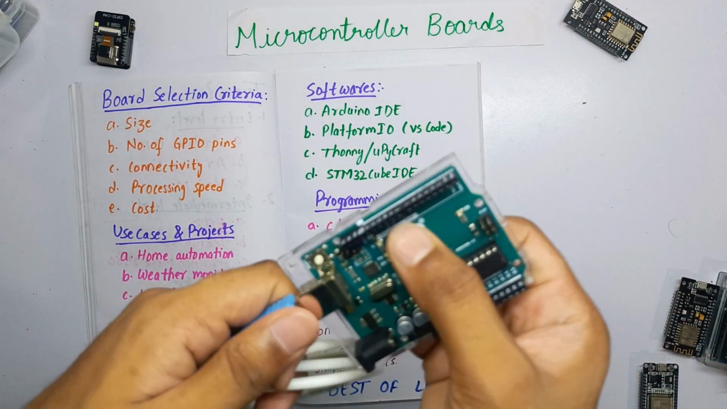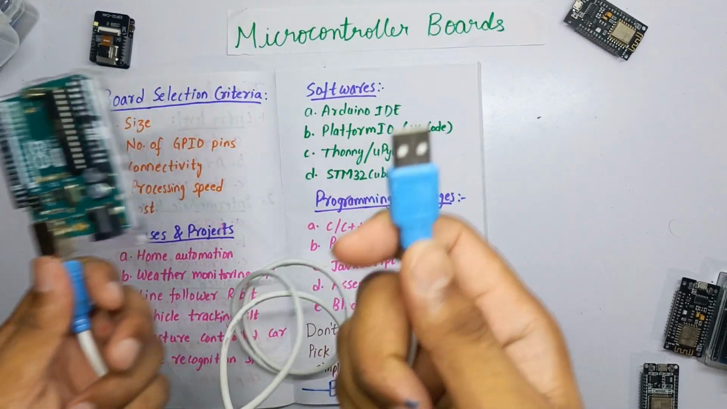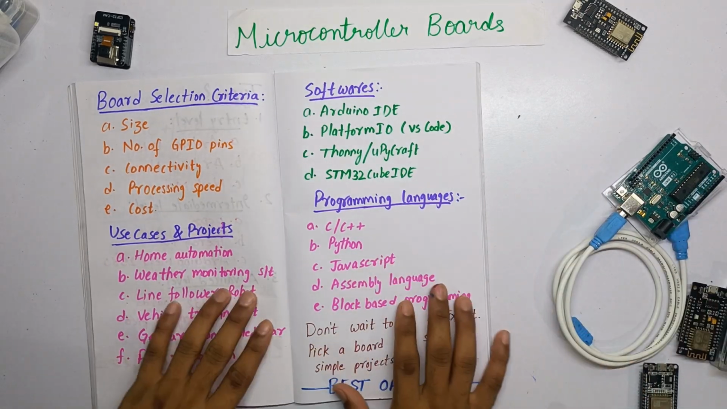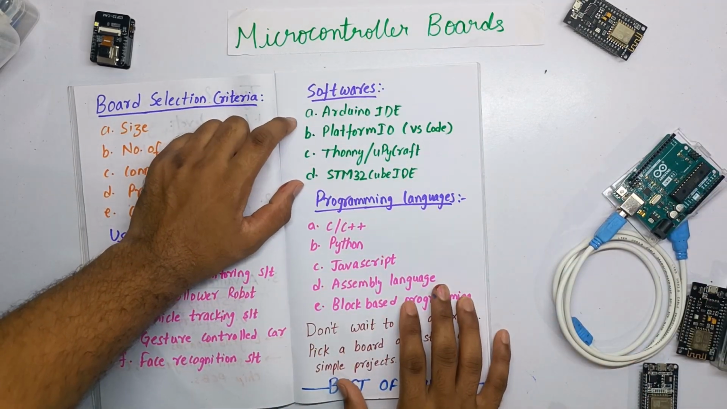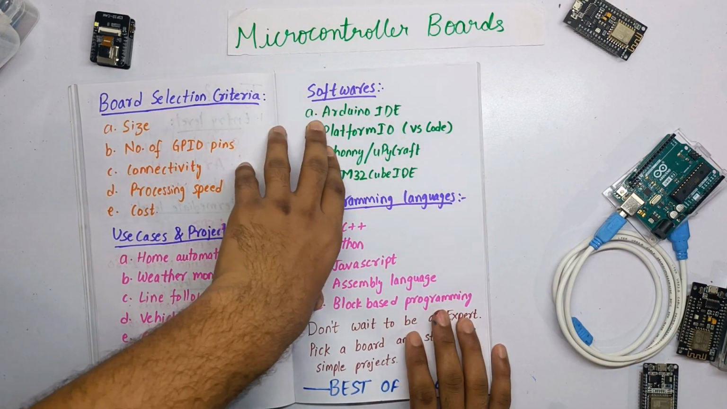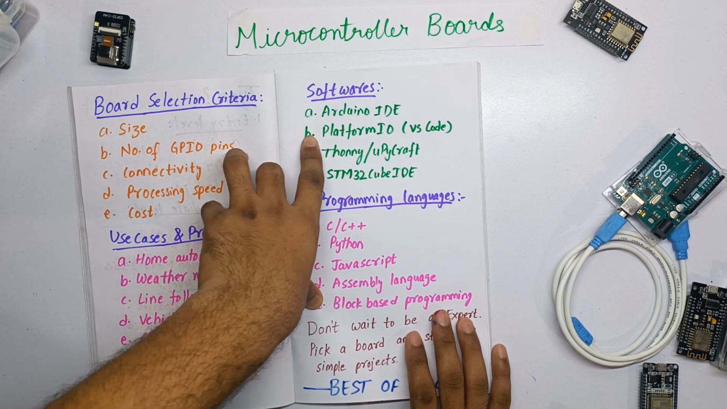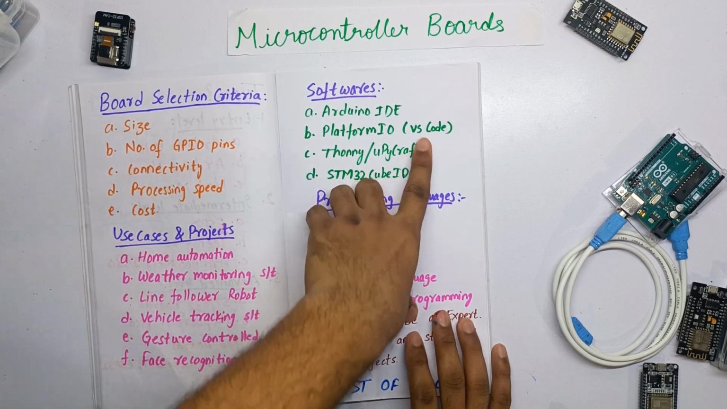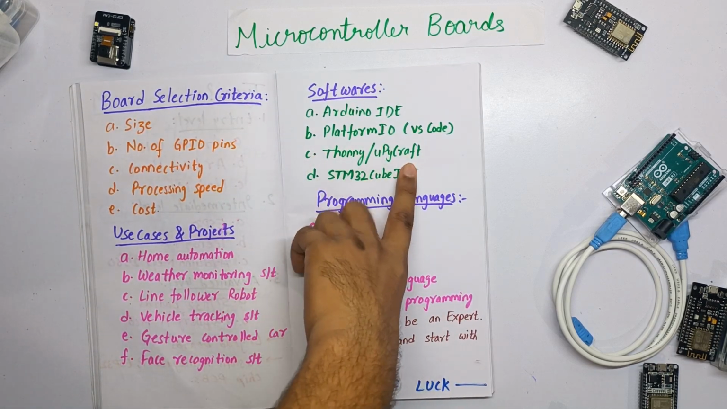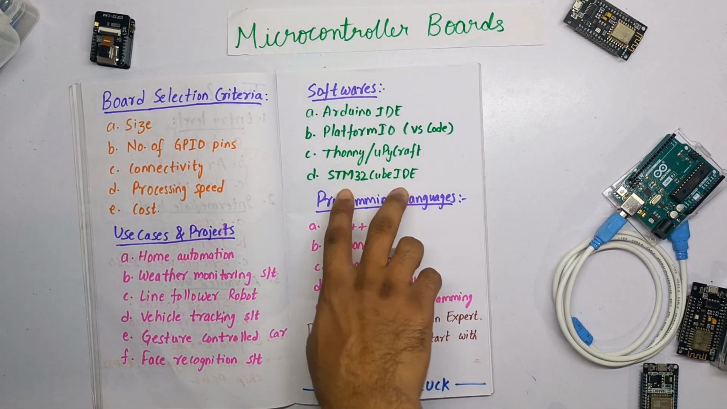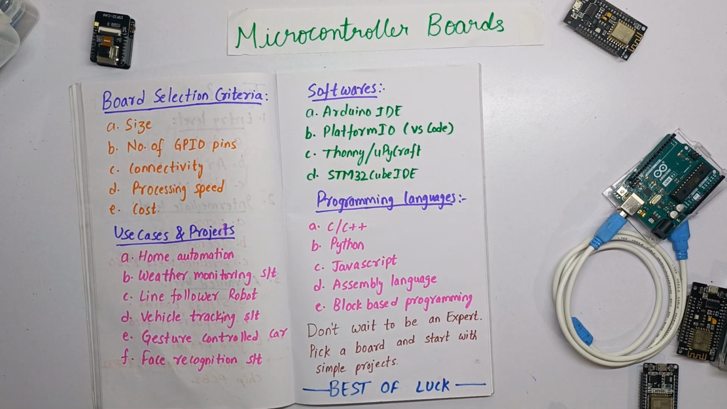Correct. So now using this, we'll connect this end of the cable to the CPU and we use these software to program these boards. We write some code in these software applications and we upload that code into these microcontroller boards using these data cables. The most popular one is Arduino IDE, and the second one is PlatformIO, which is an extension in the VS Code editor. We use Thonny and uPyCraft, and these are mainly used for Python programming in microcontroller boards. And the fourth one, STM32Cube IDE, is used to program STM32 microcontroller boards, which are used in industrial applications.